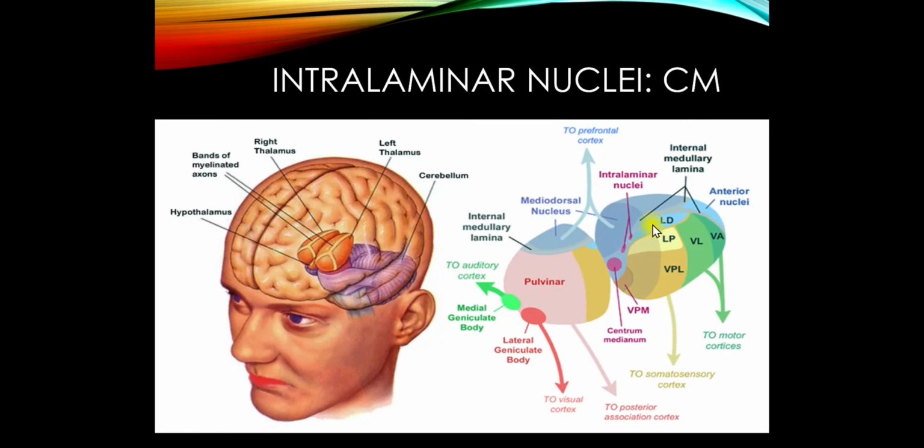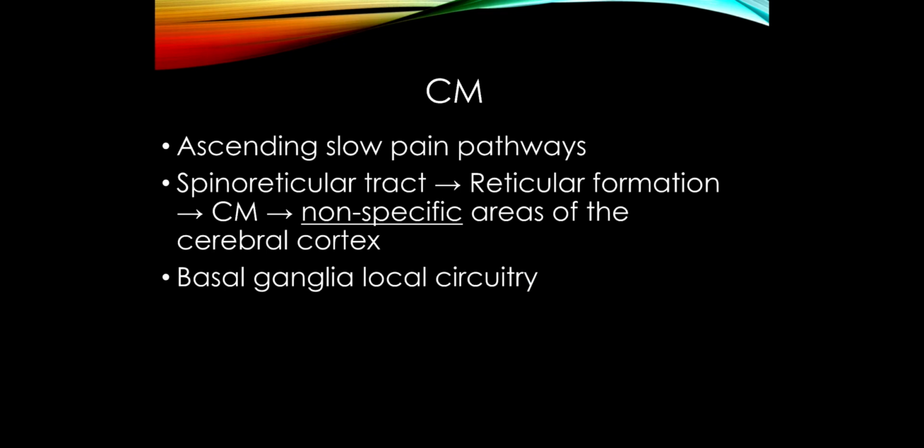Okay, so the intralaminar nuclei, there are these nuclei in here, and there's only one that you need to know, and that is the centromedian nucleus, CM. Okay, and this is a very important thalamic nucleus for pain information. So there are these pain pathways that ascend from the spinal cord. I'll just mention one, the spinoreticular tract, which I didn't talk about in the spinal cord lecture because we're going to bring this up in the pain lecture.